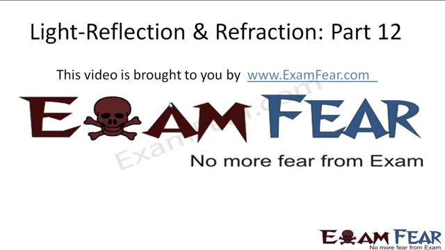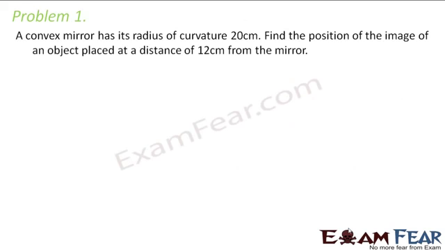Please make sure that you have watched all the videos till part 11 before going ahead with part 12. Based on all this, let us try to solve some problems. The problem says that a convex mirror has its radius of curvature equal to 20 centimeters. Find the position of the image of an object placed at a distance of 12 centimeters from the mirror.